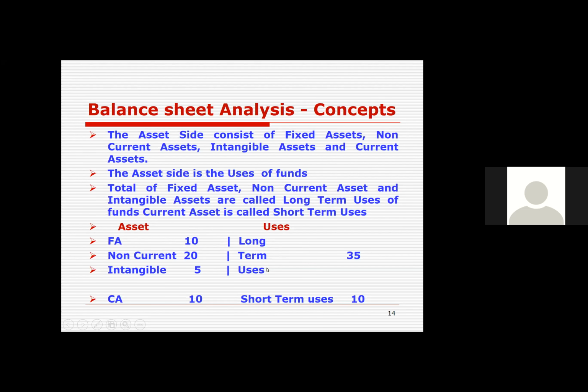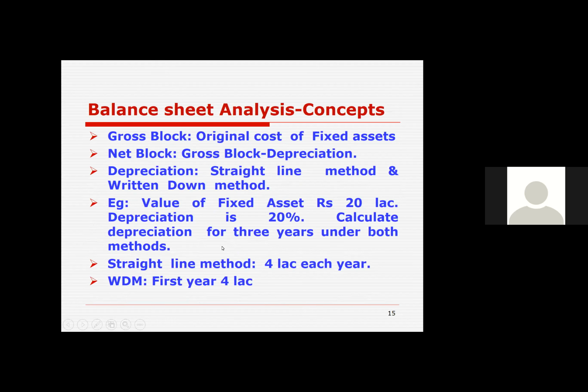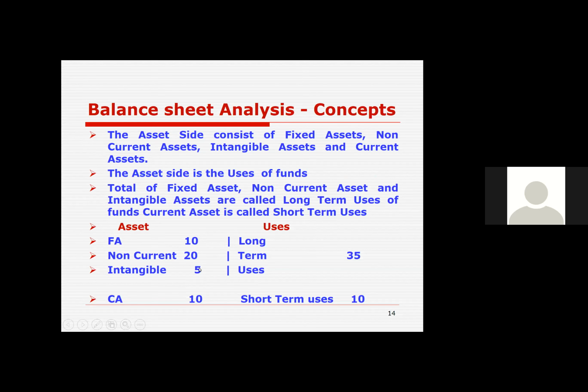I told you total assets is the total uses. Out of the total uses, now you are classifying into long-term uses and short-term uses. The long-term uses is nothing but your fixed assets, non-current assets, intangible assets. 10, 25, that is 35 is the long-term use.